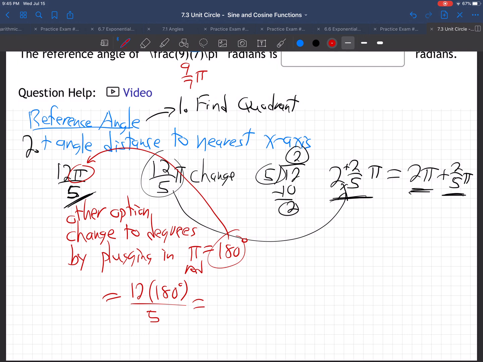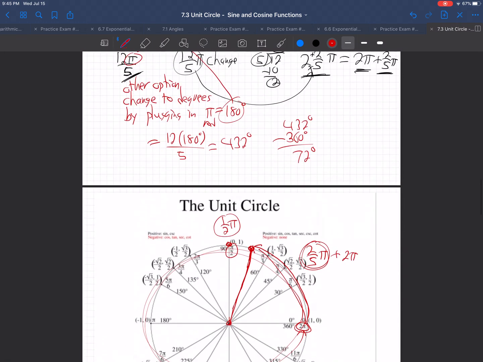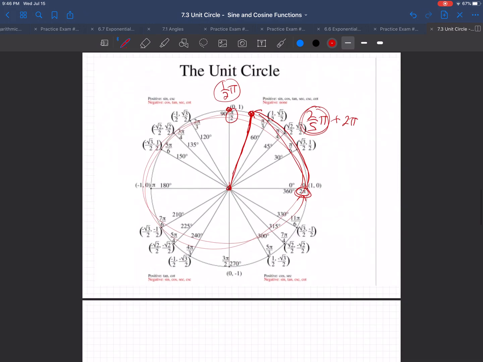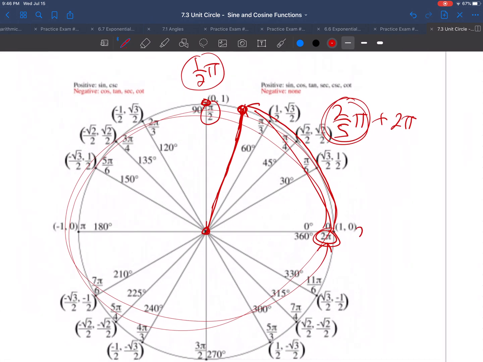I'm going to use my calculator. 12 times 180 divided by 5. I'm getting 432 degrees. Now, of course, you want to subtract 360 because that's more than a full rotation. And this leaves us with 72 degrees. So, in other words, this angle is a full 360 plus 72 more to make the whole 432. So it's a full 360 all the way around and then 72 more.